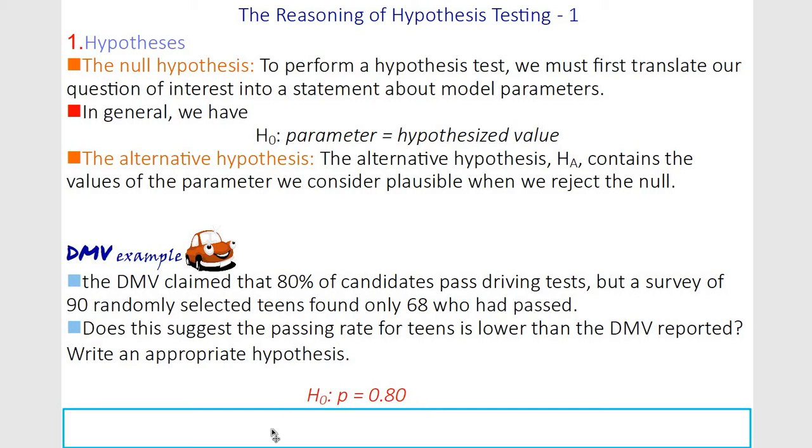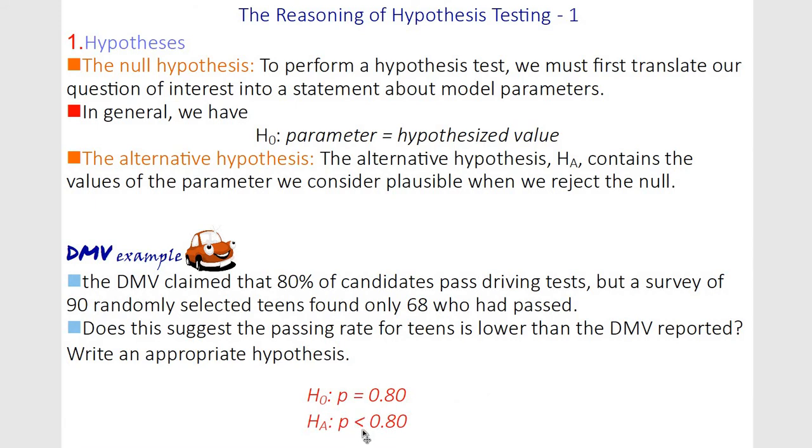The alternative hypothesis is where p is less than 0.8. You see where I got less than from? Right there. Lower than. Is it lower than what we expect? So that's how we write it. So pretty much the alternative hypothesis looks very similar to the null hypothesis. It's just the equation turns to an inequality.